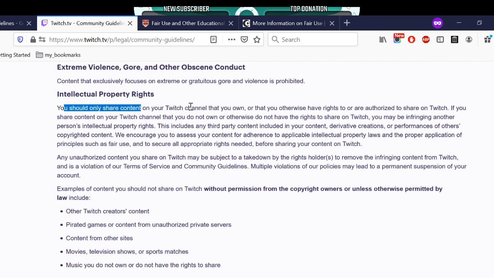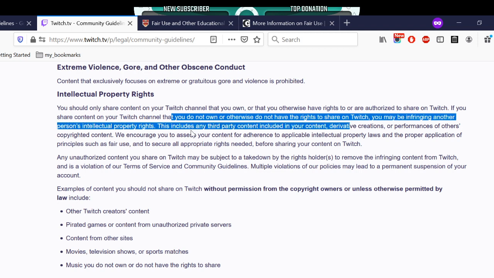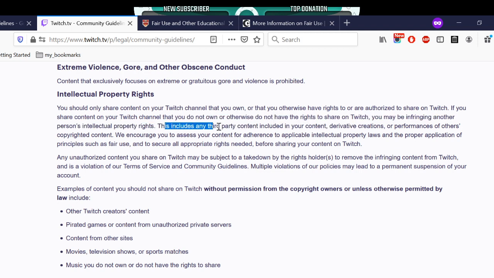You should only share content on your Twitch channel that you own or that you otherwise have rights to or are authorized to share on Twitch. If you share content on your Twitch channel that you do not own or otherwise do not have rights to share on Twitch, you may be infringing on another person's intellectual property rights. This includes any third-party content included in your content, derivative creations, or performances of others' copyrighted content. We encourage you to assess your content for adherence to applicable intellectual property laws.